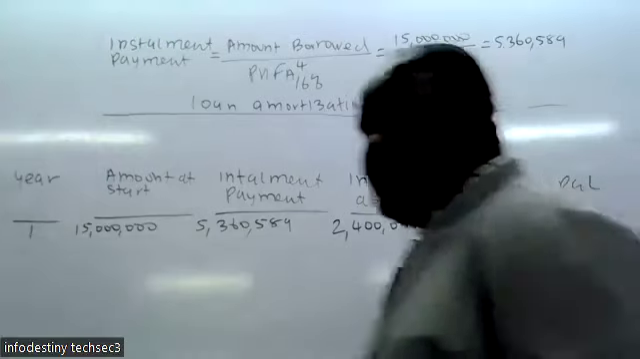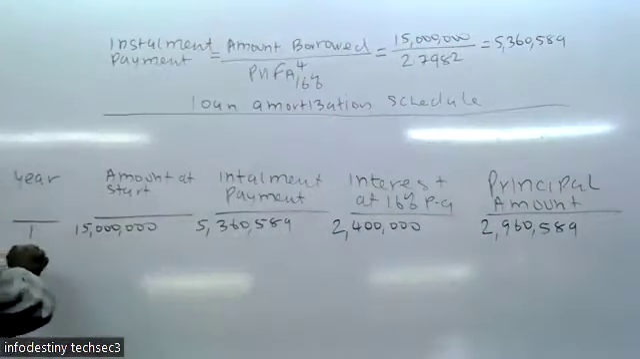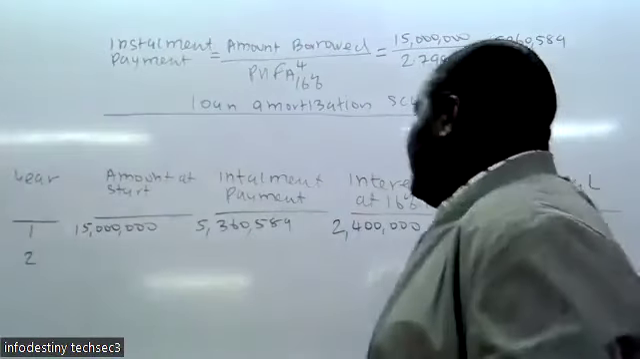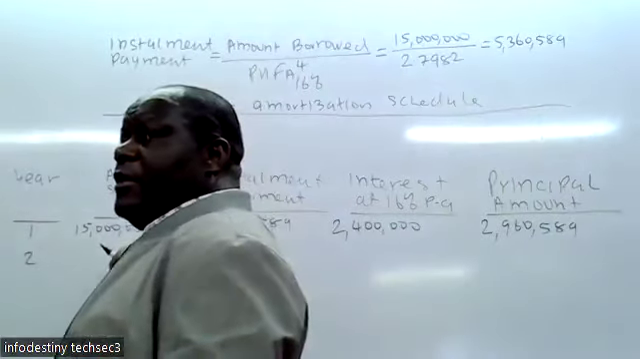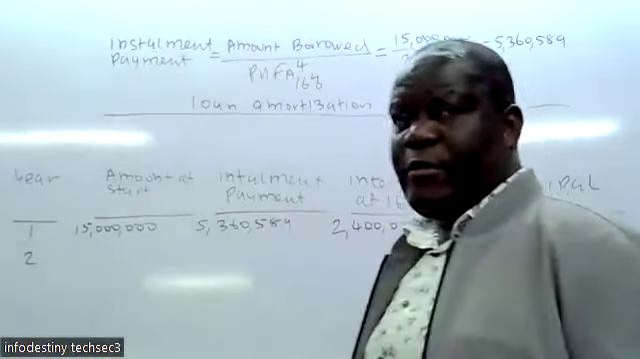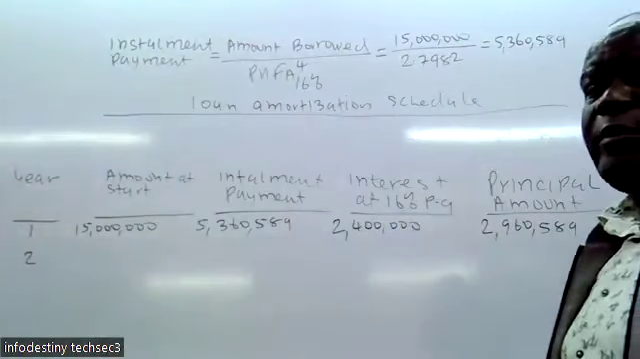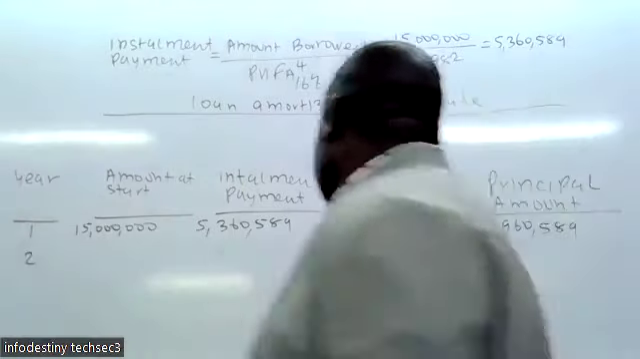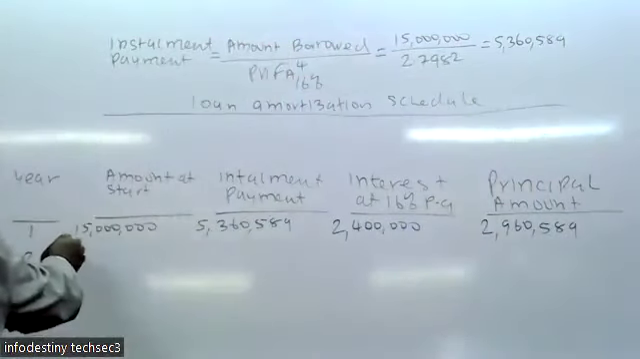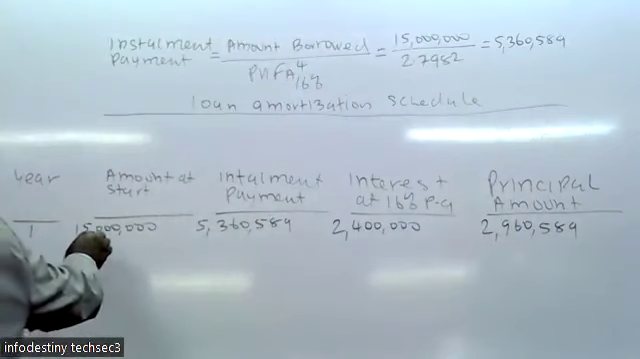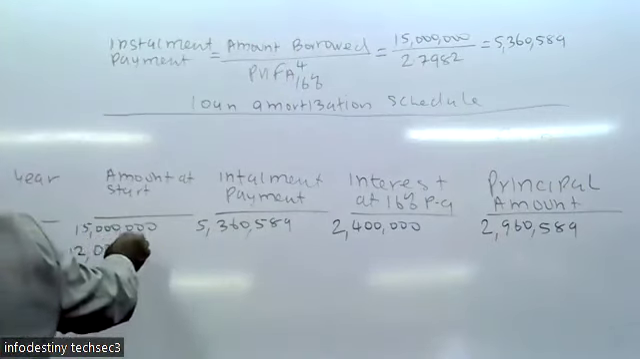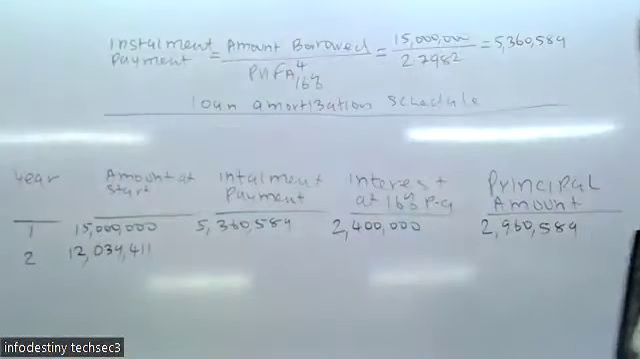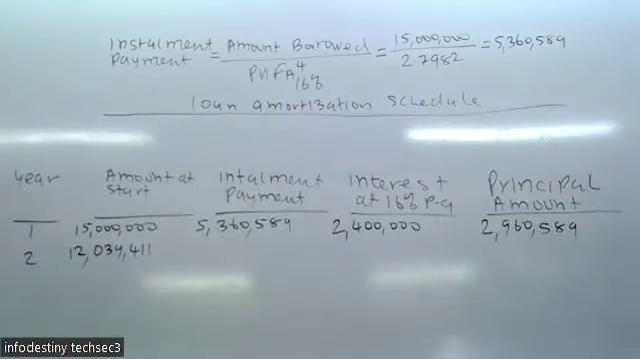You subtract this principal from the amount at the start, so that you get the balance at the end of period 1. The balance at the end of period 1 is the same as the balance at the start of period 2. So that balance should be how much? It is 12,039,411.